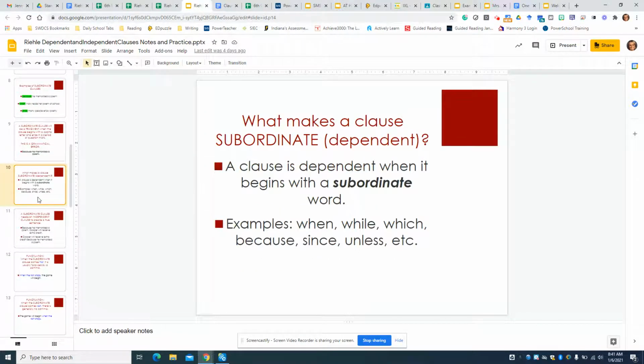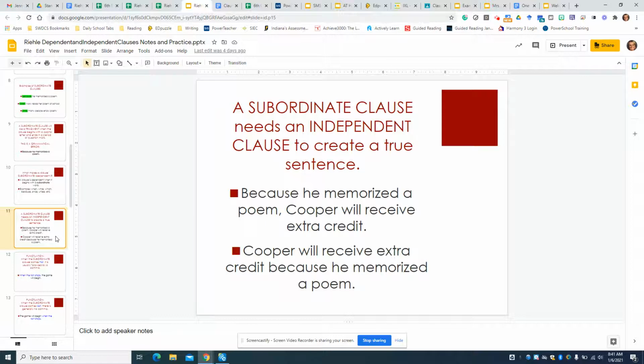What makes a clause subordinate or dependent? A clause is dependent when it begins with a subordinate word. Examples are when, while, which, because, since, unless. You guys should have written these subordinate conjunctions in your notes on Tuesday, and also you did the IXL HH3 identifying subordinate conjunctions. So hopefully those are becoming more recognizable. A subordinate clause needs an independent clause to create a true sentence. And we'll get into talking about these in the coming weeks.